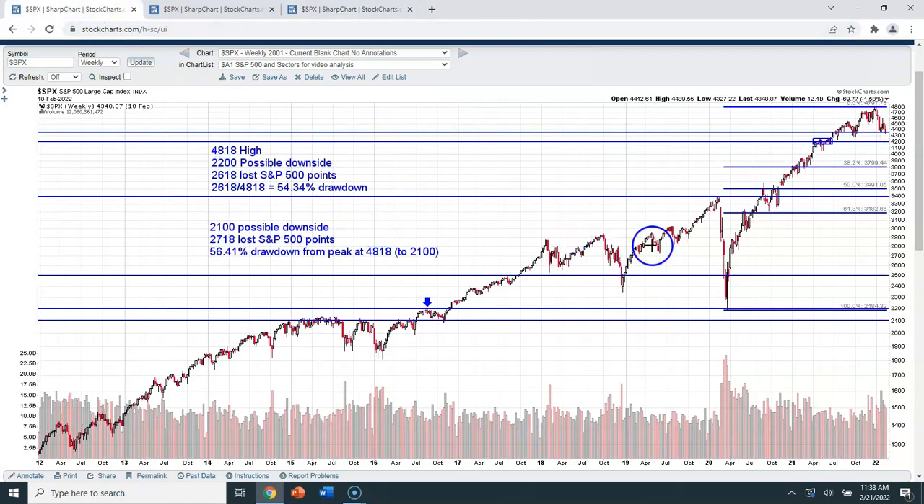So, we know we peaked at 4,800. Well, half of that is 2,400, right? So anywhere down in here would be that 50% retracement of the entire value of the S&P 500. So the analysis that we are doing here, guys, and I hope you see the value of this, starting at 4,818, if, right? And I'm not trying to scare you. I'm trying to educate you on numerous levels, right?